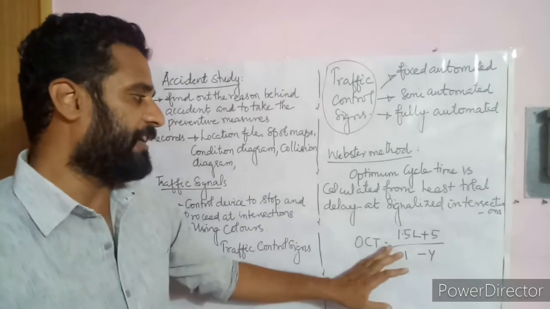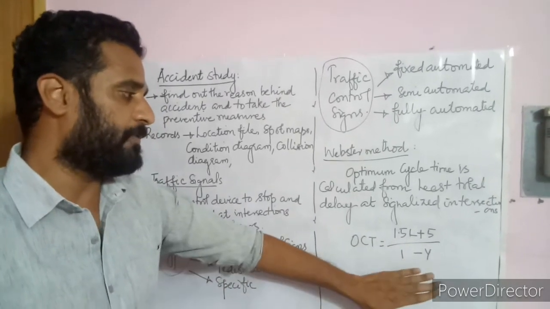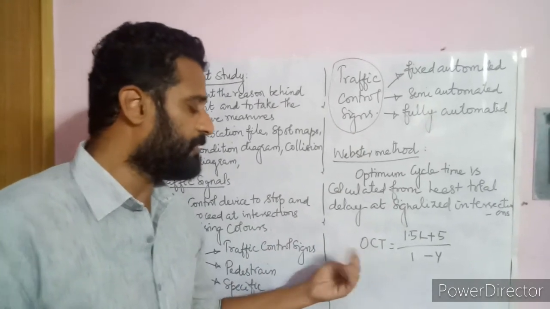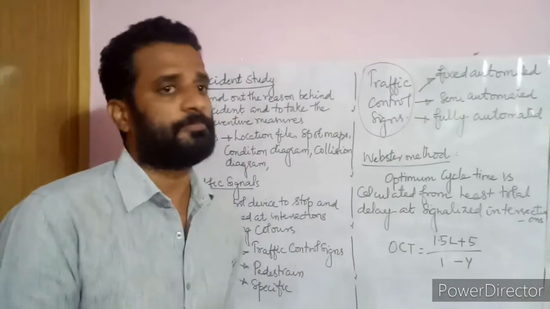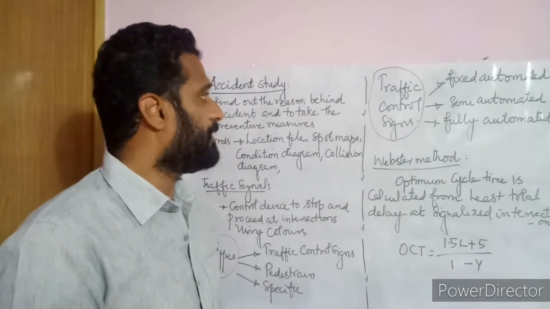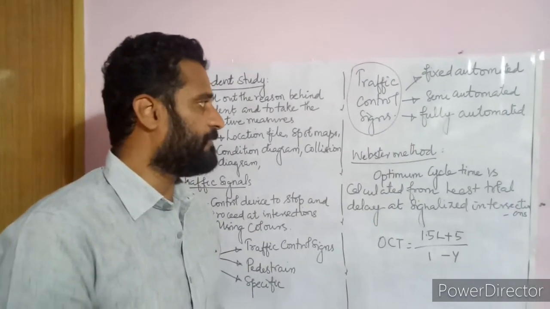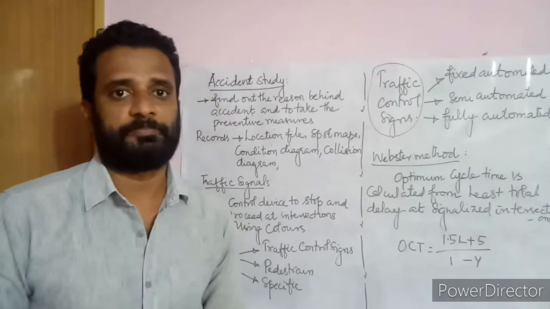OCT is equal to 1.5 times the lane length divided by 1 minus y, where y is the other intersection details. For this equation we will solve a problem later. So this is how the Webster method and the traffic signals are done. The optimum cycle time using the Webster method is calculated.